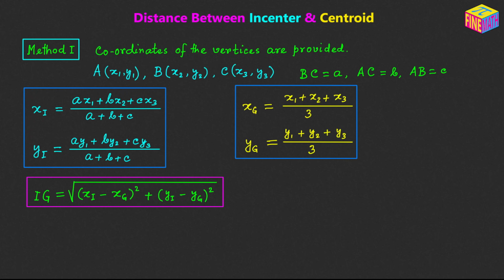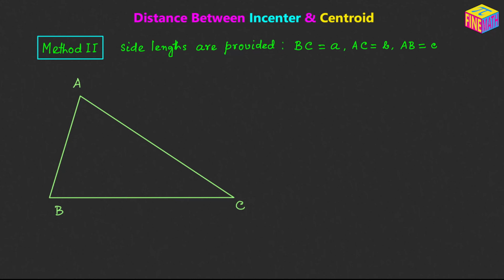So that was the first method. Now let's take a look at the second method. In the second method, let's suppose we have been provided with the side lengths of a triangle. We have not been provided with the coordinates of the vertices. So if we are given the side lengths, then how can we calculate the distance between the incenter and the centroid of this triangle? There are a couple of well-known formulae which we are going to derive in this video, and for that we have to do a little more construction.